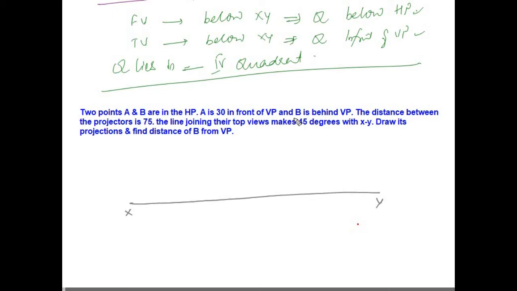So let us first mark A. Let me draw my XY line here. Right. So here it is in HP. That means the front view will come on the XY line. So this becomes my A dash. Then 30 mm in front of VP. In front of VP means the top view will be below the XY line. So this becomes my A. So this distance is 30 mm.